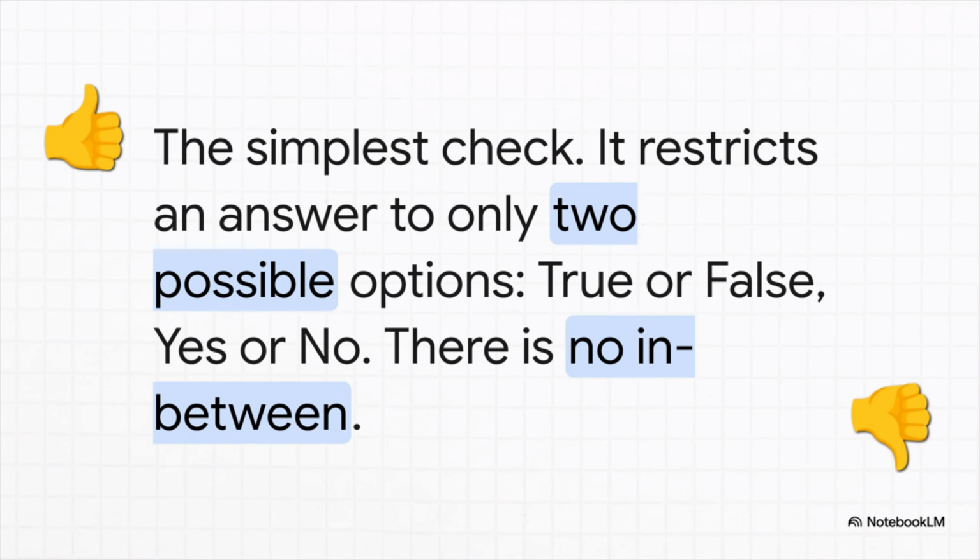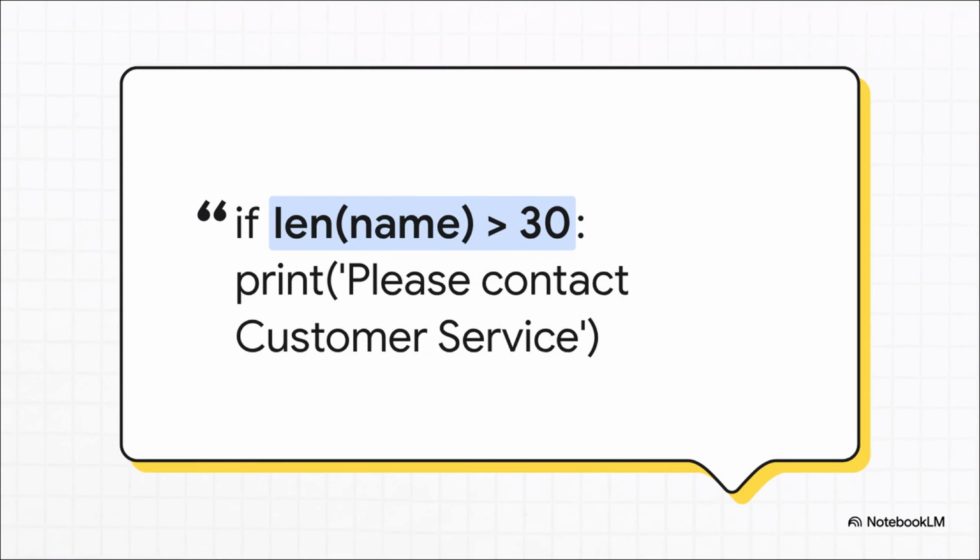And finally, we have the Boolean check. This one is the simplest of all, really. It just boils an answer down to one of 2 options, true or false, yes or no. There is no gray area. Now, at first glance, this looks like another length check, doesn't it? But the secret is how the computer thinks. The check itself is a Boolean question. Is the length of this name greater than 30? The answer can only be true, or it can be false. That's it. It's this super simple yes or no logic that powers countless decisions in software, from showing an error message to confirming you checked that little I agree to the terms box.